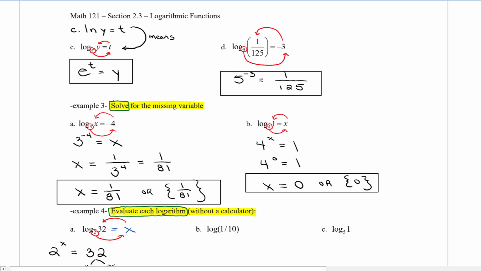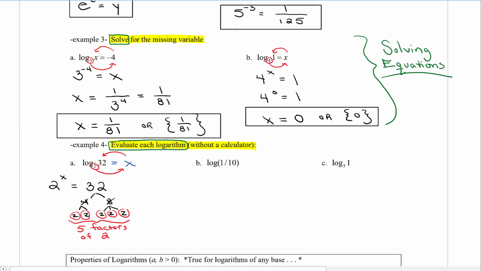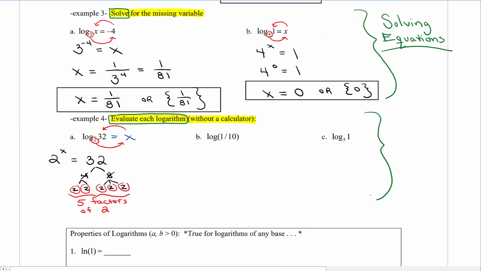I'm going to draw a large right curly bracket on the right hand side, extending the entire vertical length of the example 3 problem, and I'm going to write down the words solving equations next to it. And I'm going to do the same for example 4. I'm going to draw a large curly bracket on the right hand side, and I'm going to write down the words evaluating logarithms so you can notice the difference between these two problems. So even though example 4a did not have an x originally, I chose to put the x in to make it look as if I were solving an equation, but in reality I wasn't solving an equation.